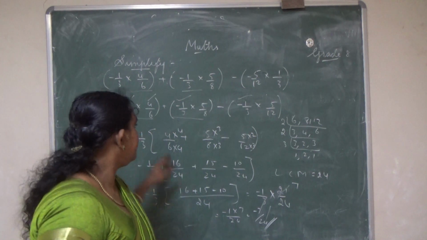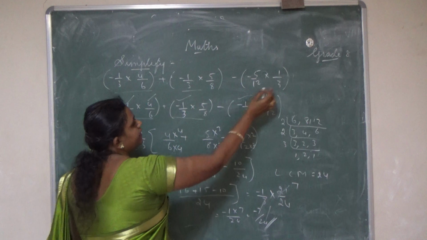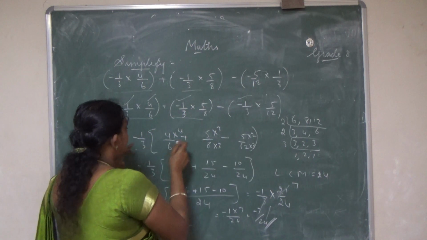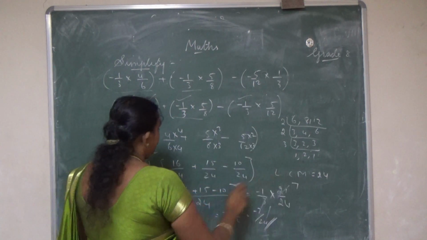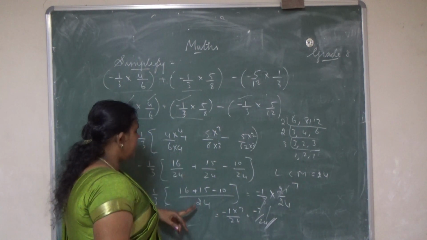Can you understand? Just simple, nothing. Only one thing I did. Then what I did? I found the LCM. Then I converted the denominator to 24, so that then I got it.